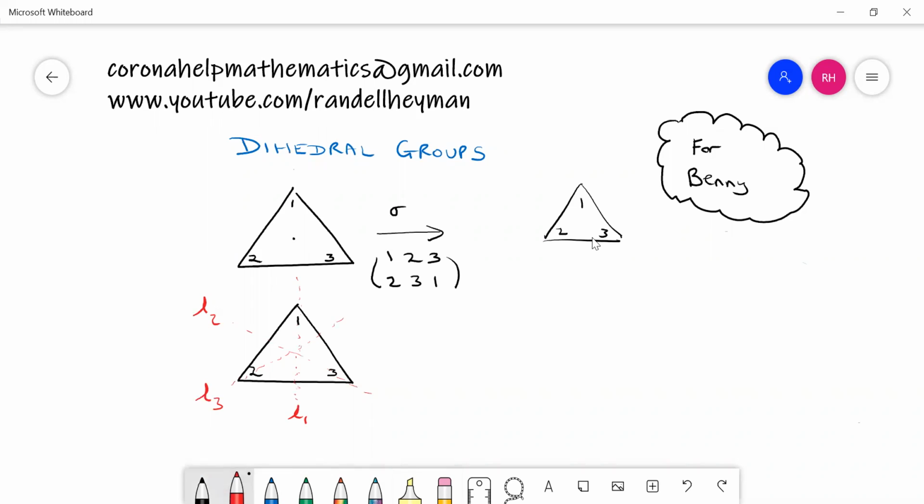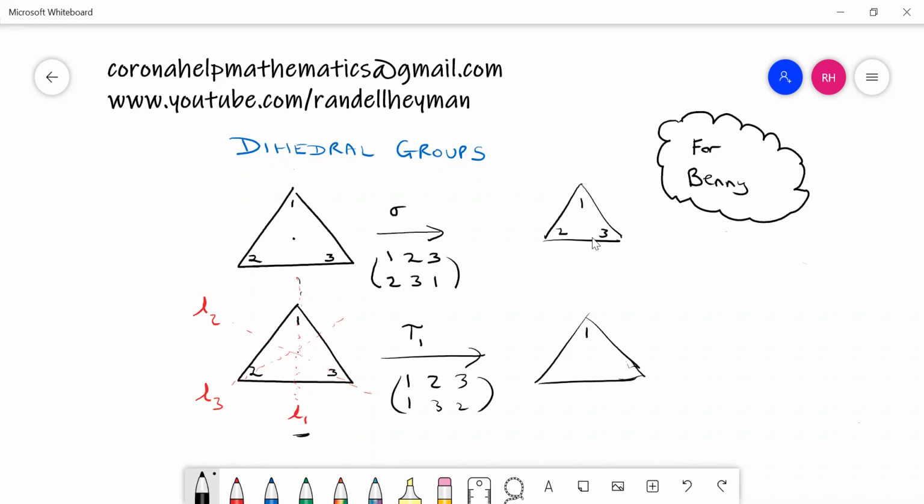I'm going to use tau to indicate a reflection, and here I'll put 1, which means a reflection in the line L1. So what will that do? 1 will stay 1. When I reflect in this line, 1 stays where it is, but obviously 2 becomes 3 and 3 becomes 2. Let's draw the triangle after the reflection. We're going to have 1, 3, 2.